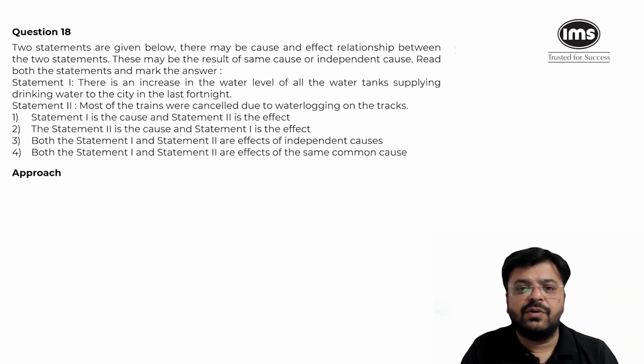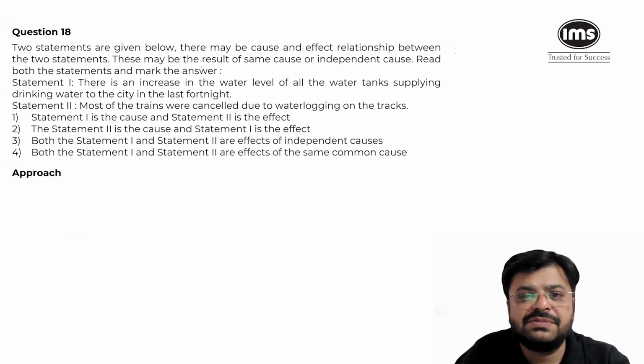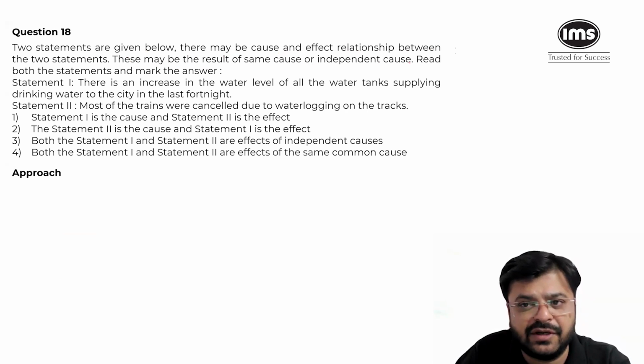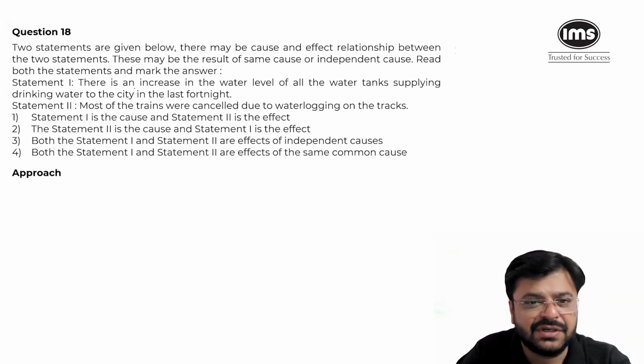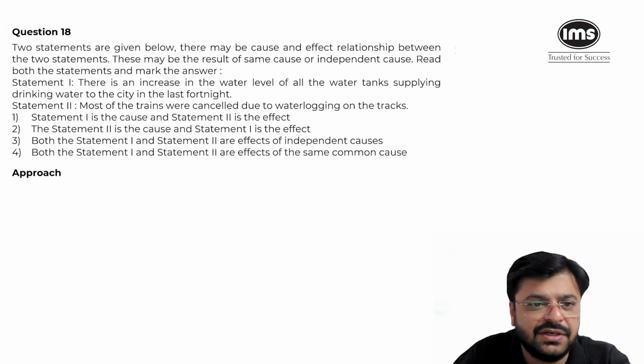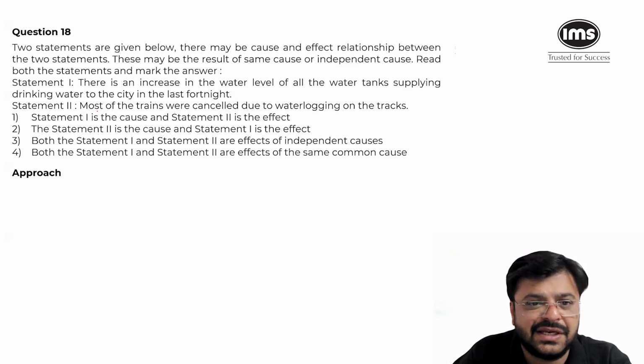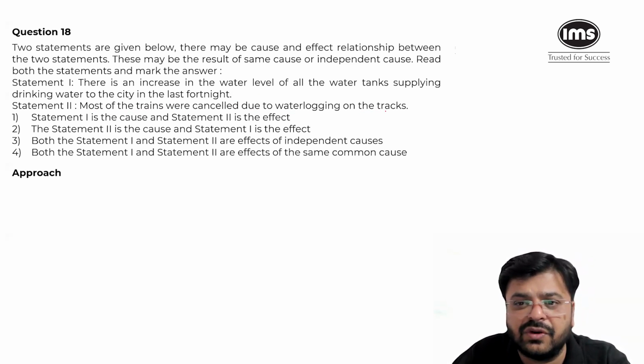Two statements are given below. There may be a cause and effect relationship between the two statements. These may be the result of the same cause or independent causes. Read both the statements and mark the answer. Statement 1: There is an increase in the water level of all the water tanks supplying drinking water to the city in the last fortnight. Now, this is an effect statement, not the cause statement. Second: most of the trains were cancelled due to water logging on the track. It is again the effect of something.